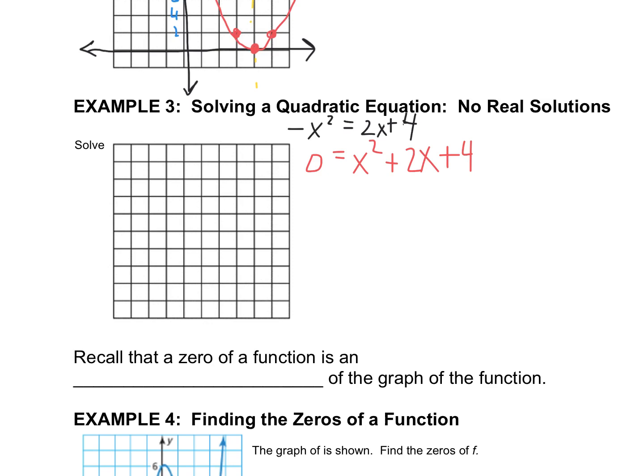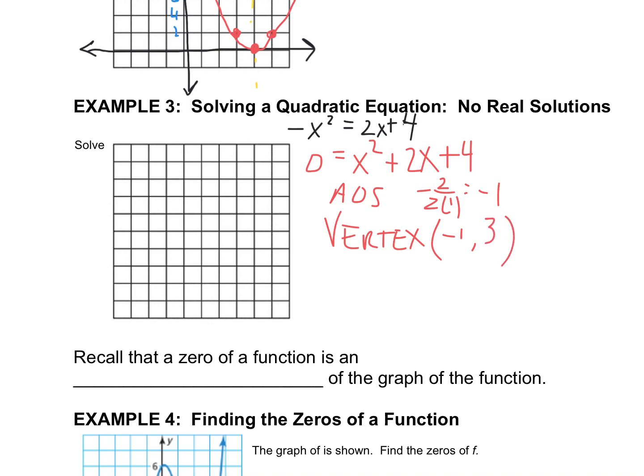I'm still going to then go through and say axis of symmetry. So negative b over 2 times a is negative 1. With the negative 1, I can now go and find my vertex. We know the axis of symmetry is the first part of my vertex. And when I run it through, negative 1 squared is 1. Plus 2 times negative 1 is negative 2. So 1 minus 2 is negative 1. Plus 4 is a positive 3.